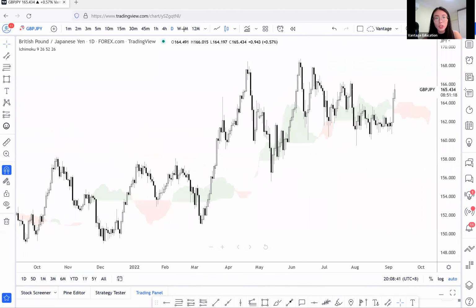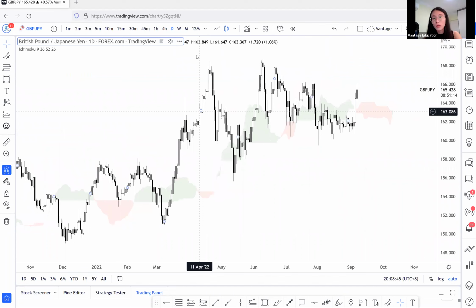You can see essentially, even before the daily time frame, let's go a step further. So let's go to the weekly time frame.